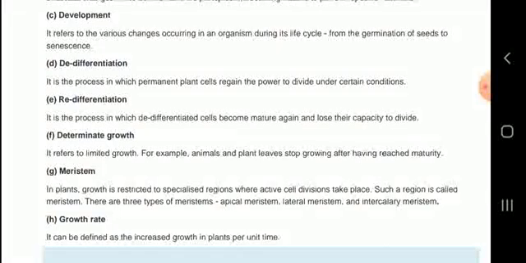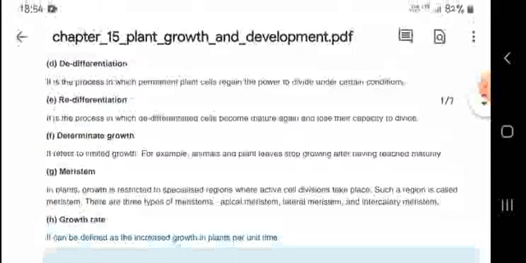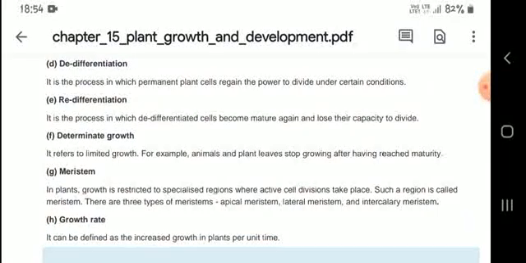And dedifferentiation, so it is a process in which the permanent plant cells regain the power to divide under certain conditions. And redifferentiation, in this process the dedifferentiated cells become mature. And determinate growth, so it refers to limited growth.